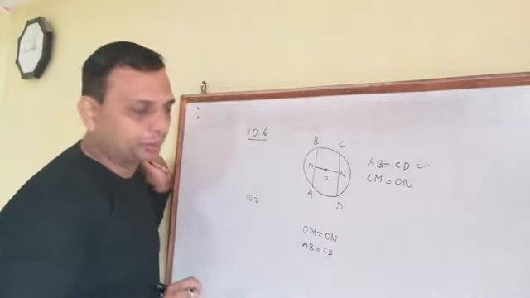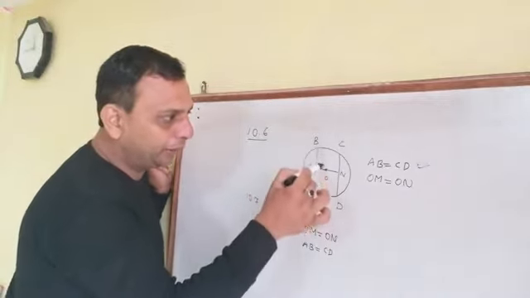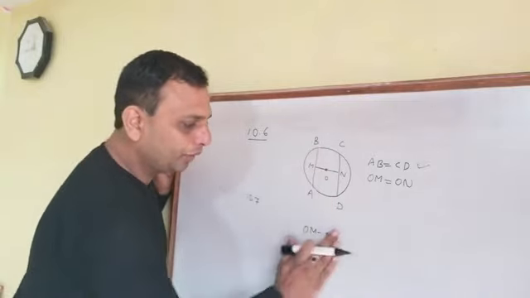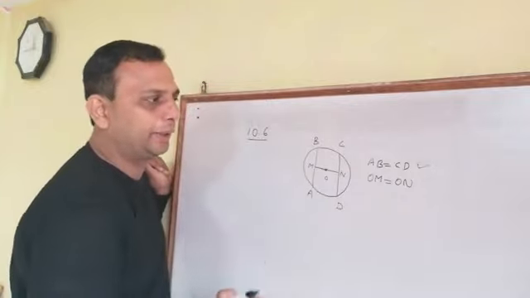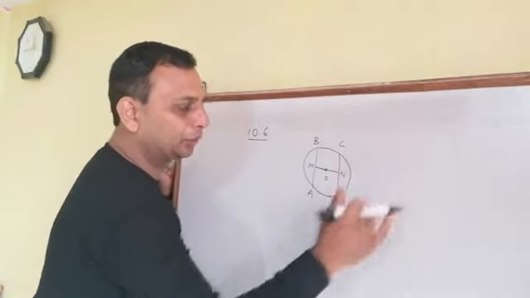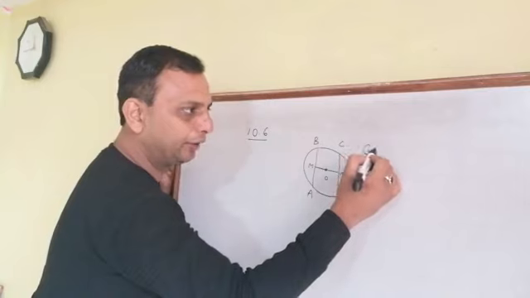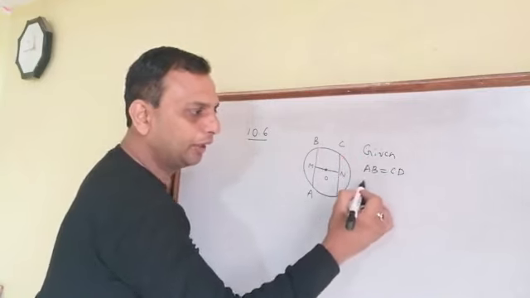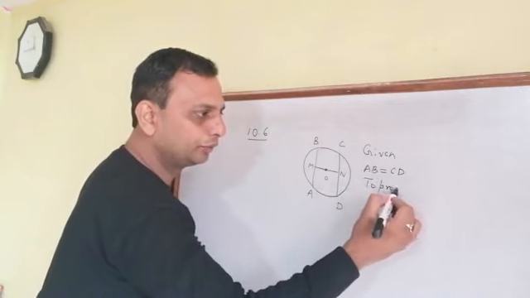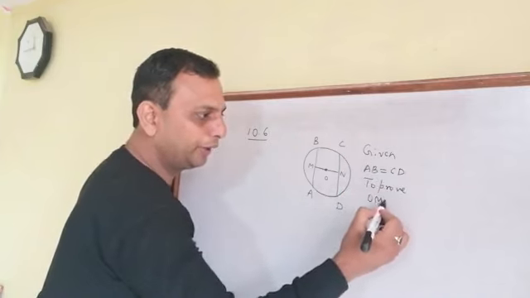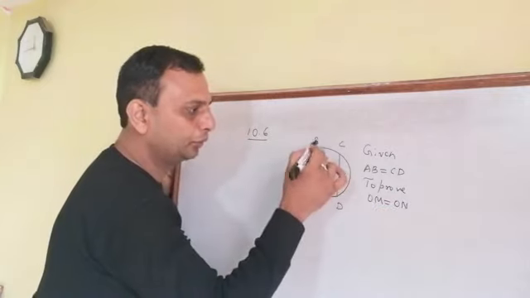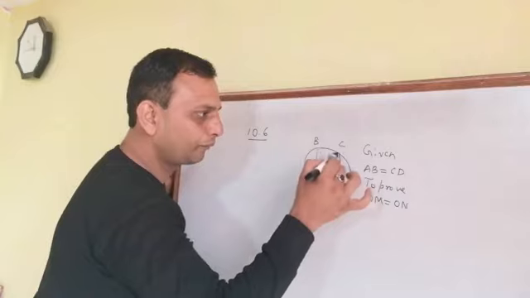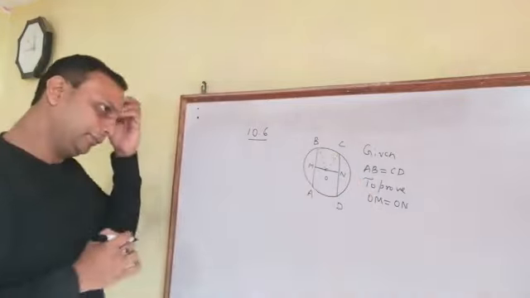We can prove this theorem also. If you want to prove it, you can join O to B and we can make them equal. So I am going to prove 10.6, 10.7. I think you can do it. So in this question we will write the given: AB is equal to CD is given, and we have to prove OM is equal to ON. So we'll join O to B, O to C.